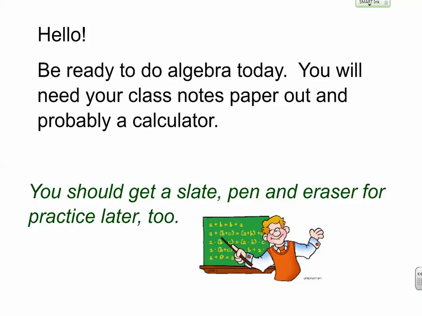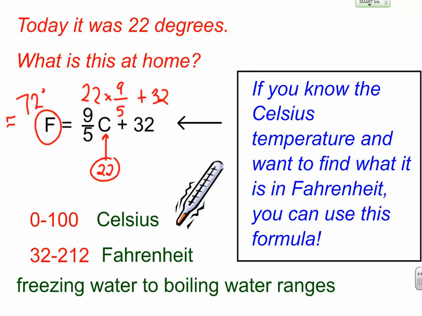Alright, so today we worked on equivalent formulas, which can be really useful if you want to change around a formula so that it works for you. For example, we just started with this formula. If I know the Celsius temperature and I want to find Fahrenheit, I use this formula because I plug in 22 degrees Celsius, I multiply it by 9/5, so that's times 9 divided by 5 in your calculator. I add 32, and I get 72 degrees Fahrenheit.